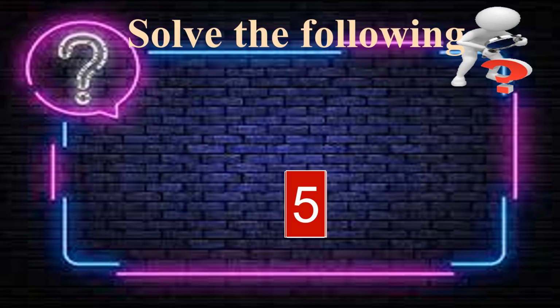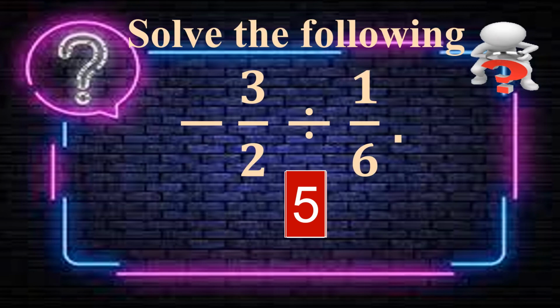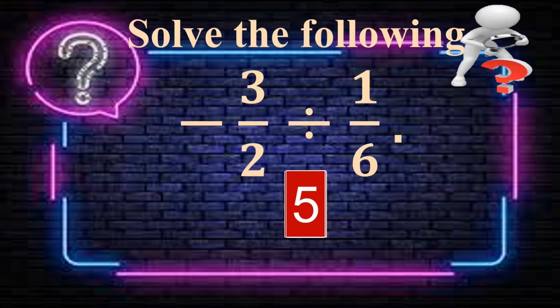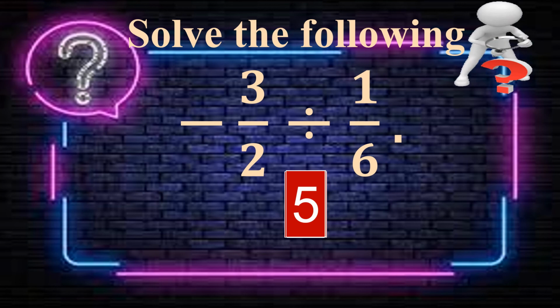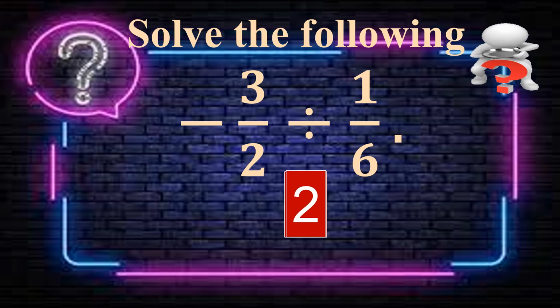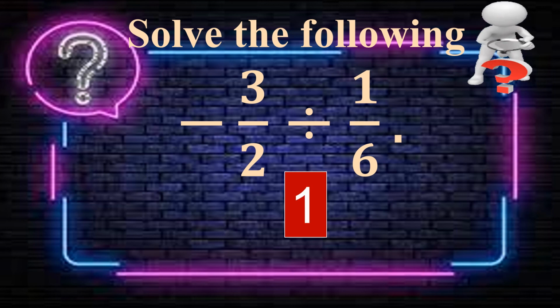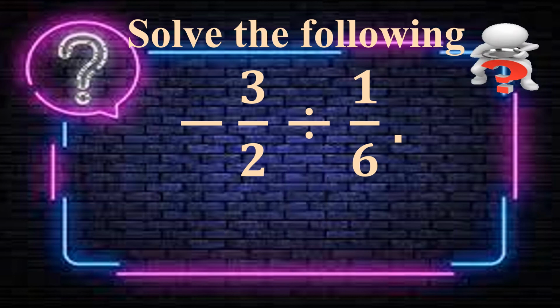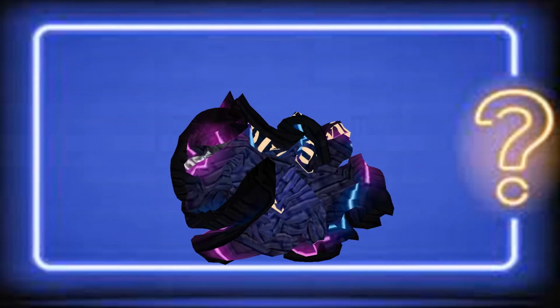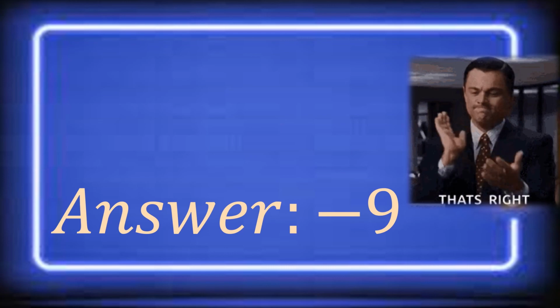Now let us have another one. Solve the following. -3 over 2 divided by 1/6 is equal to what? In 5 seconds. Time is up. What is your answer? That's right. The answer is -9.